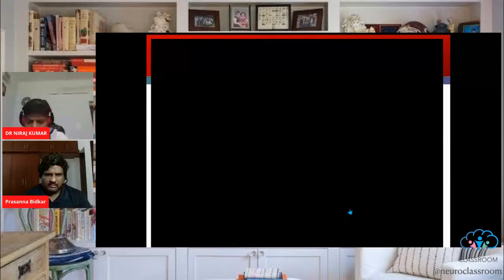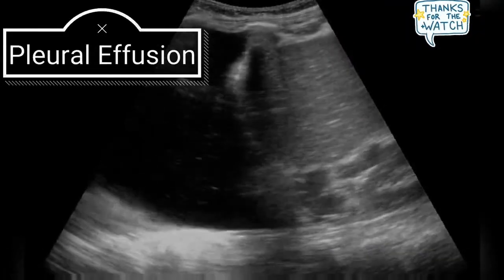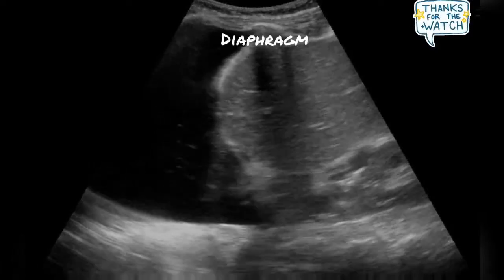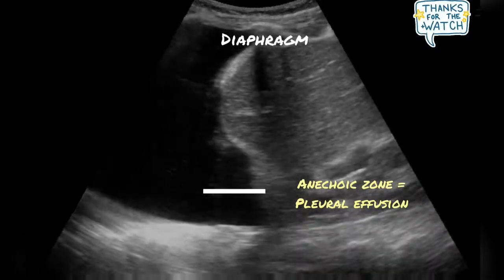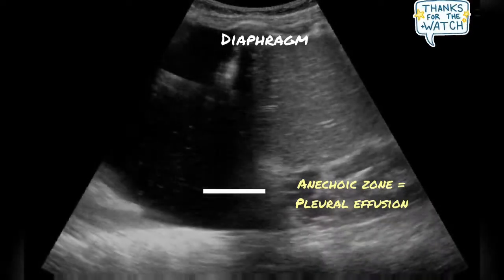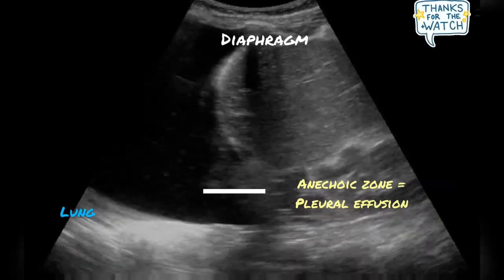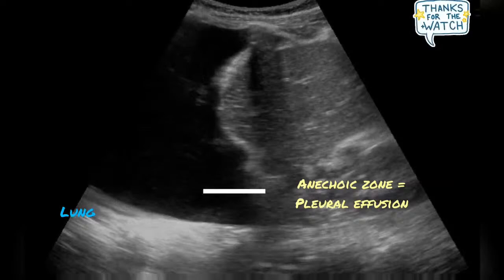We have a video for this pleural effusion. This clip is showing pleural effusion. For obtaining this view, we have used a curvilinear probe placed at the mid axillary line. First of all, we have to recognize the bright hyperechoic line, that is diaphragm, and above the diaphragm we can see anechoic zone denoting pleural effusion. We can also appreciate lung is floating within the pleural effusion.